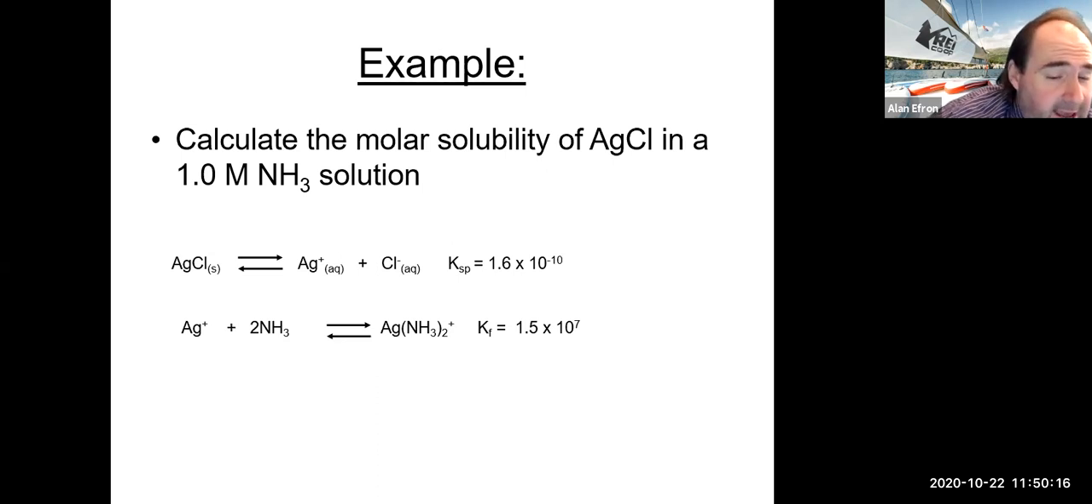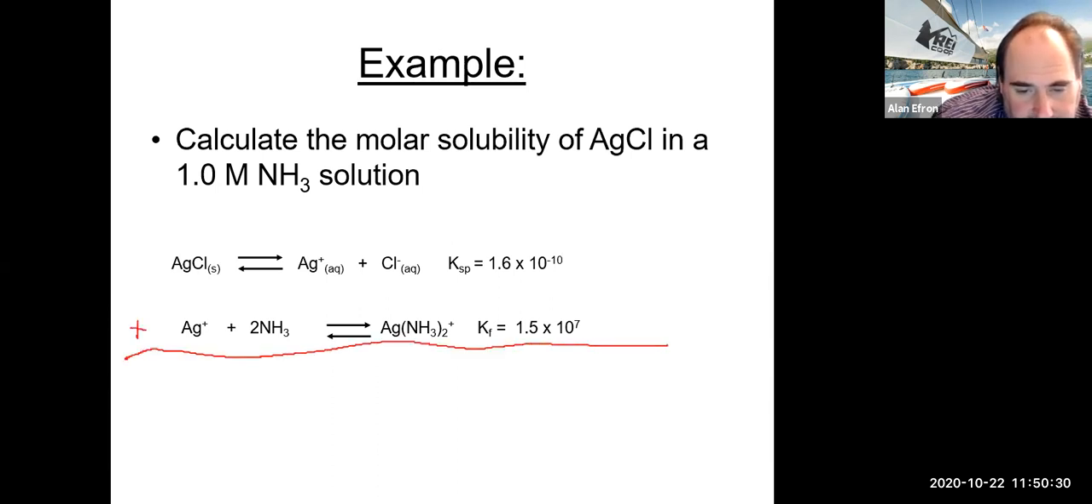And that's our Kf. So in this sort of problem, we're really wondering what happens when we mix both of those things together. We might want to start by adding both of these together and seeing what we come up with in terms of an overall reaction. When we do that, the silver ions cancel each other out.